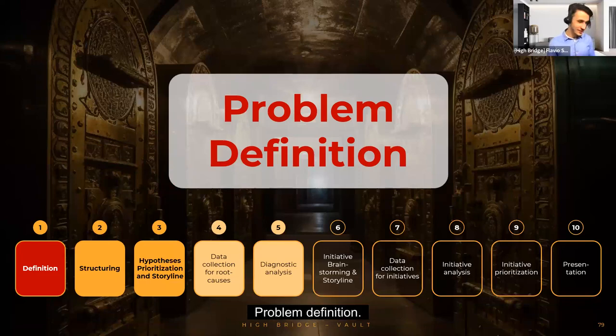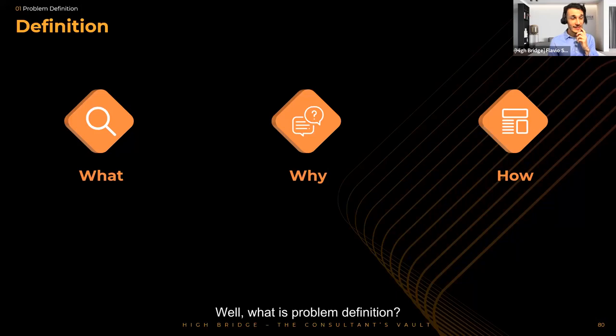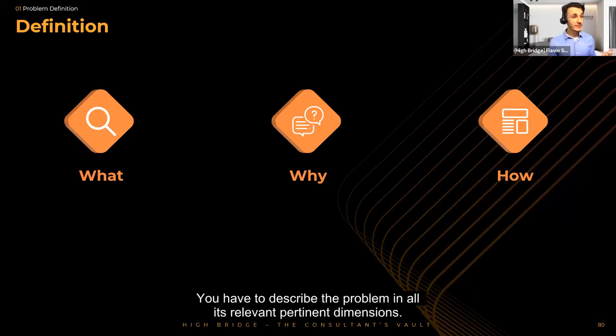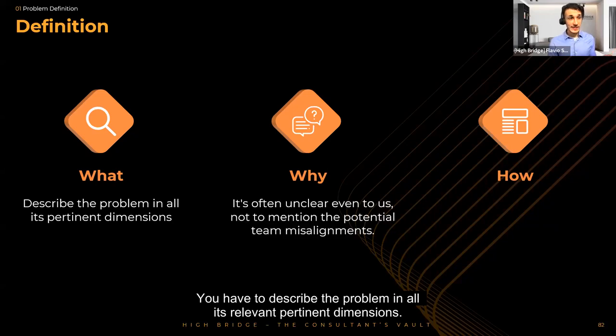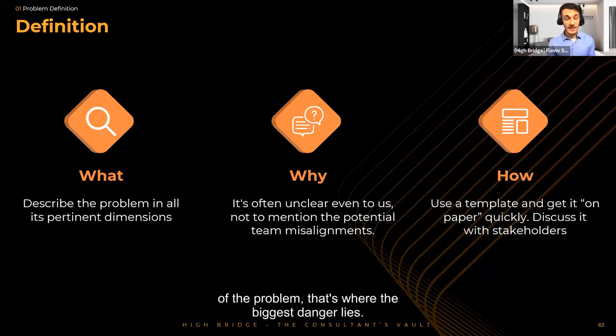Let's go. Problem definition. Well, what is problem definition, right? You have to describe the problem in all its relevant, pertinent dimensions. Why do we do that? Because it's often unclear even to us, but most importantly, in my opinion, is the potential team misalignments. When you think you understand the problem and there are different understandings of the problem, that's where the biggest danger lies. How do you do it?